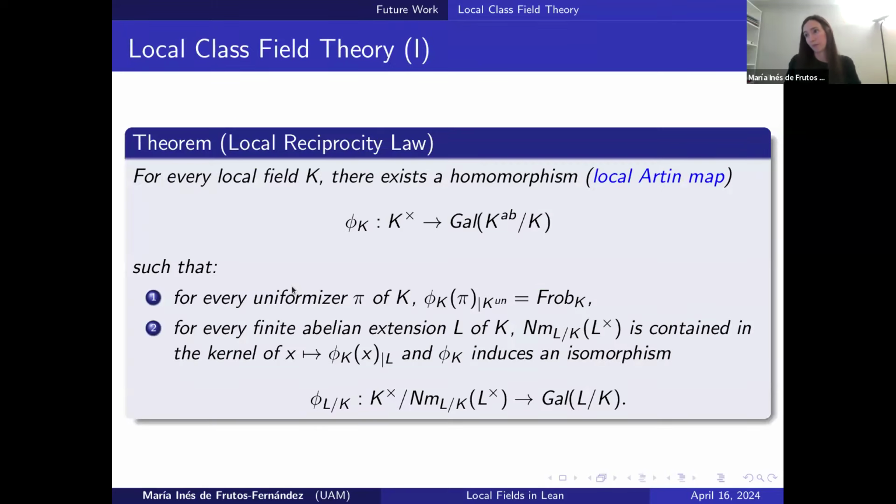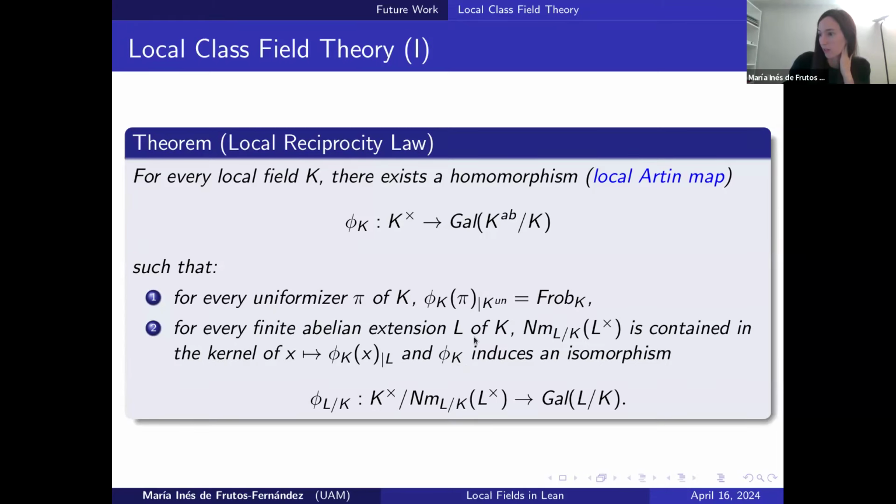So the first big goal that we have is proving the local reciprocity law theorem. So this says that for every local field K, there exists a homomorphism called the local Artin map or local reciprocity map from the units of K to the absolute Galois group of K with two properties. First, for every uniformizer, we have the property that this homomorphism applied to pi, restricted to the maximal unramified extension of K, agrees with the Frobenius morphism.